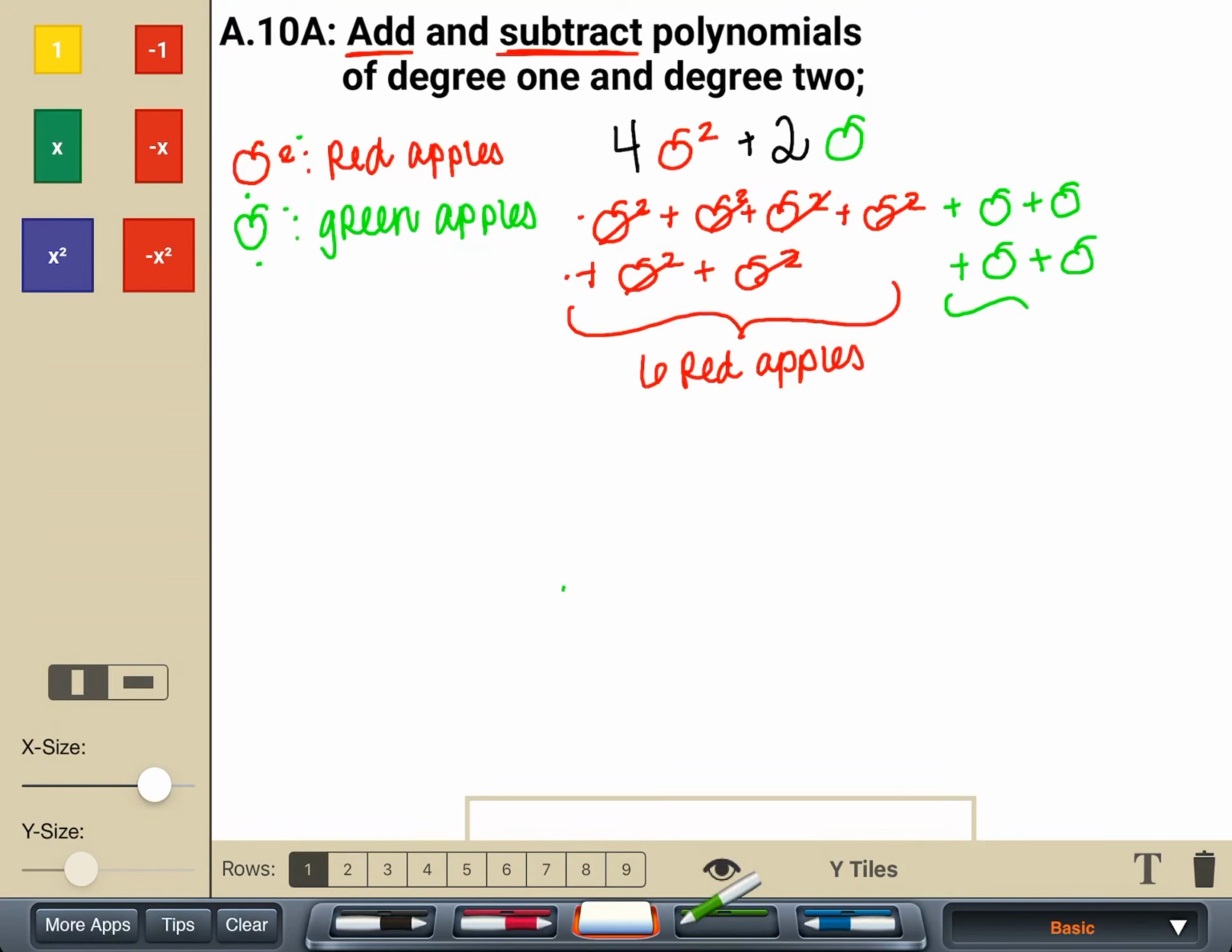Joe did the same thing. He started off with 2 green apples and he went back and grabbed 2 more green apples. He now has 4 green apples. 1, 2, 3, 4. So let's add that into our expression. So again, Bob started off with 4 reds and he went to go grab 2 more reds. So we'll add 2 apples squared. And Joe did the same thing. He started off with 2 but went to go grab 2 more. So we'll add 2 apple.